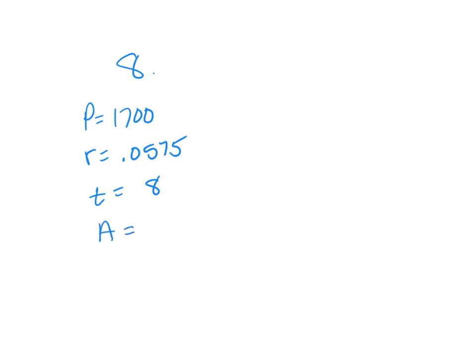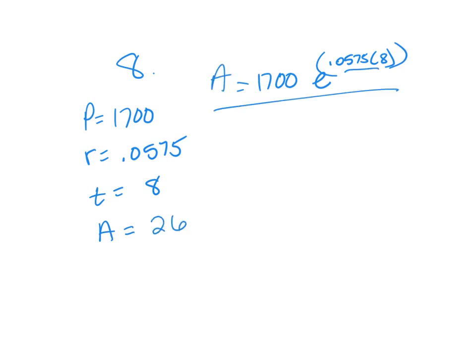This is the easiest kind to find. When they're asking for ending balance, you just put it in your calculator. You don't have to do any logs, you don't have to do anything. So it's going to be 1,700 times e to the 0.0575 times 8, making sure that stays in the exponent. So when you put that in your calculator, the ending balance is 2,693.92.